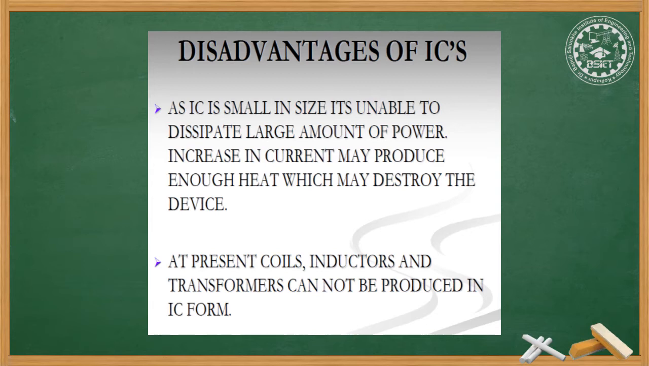At present, coils, inductors and transformers cannot be produced in IC form. So there are some components like inductors and transformers which cannot be fabricated inside an IC. So these are the disadvantages.